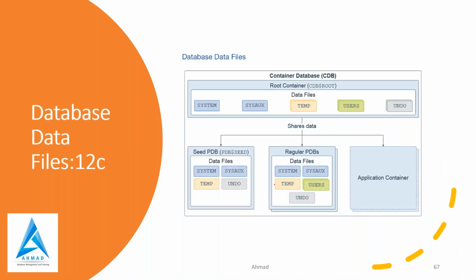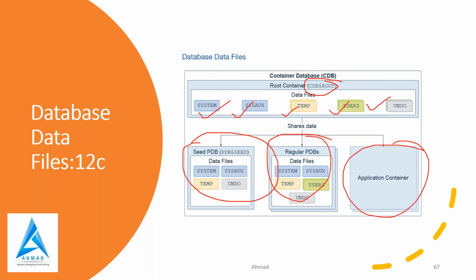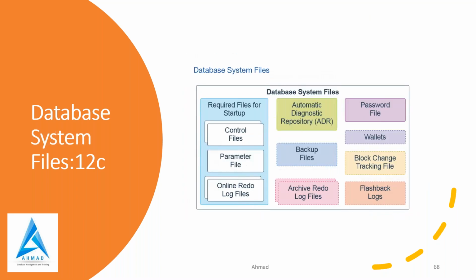The drastic change happens in terms of database data files related to containers. Every container has a root container. In that, system, temp, user and undo are there, and that shares the data of your seed PDB, where system, sysaux, temp, undo and regular PDB exist, and also you have application containers. From 12.1 undo was common, but from 12.2 undo is separated for every PDB. This is another new change.